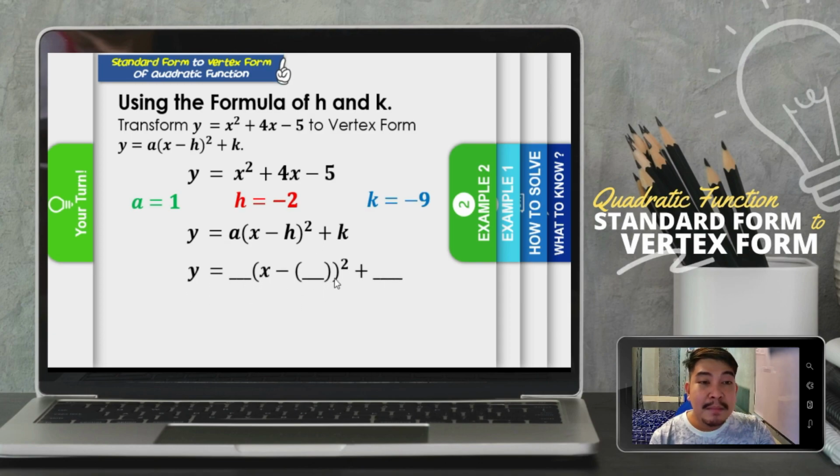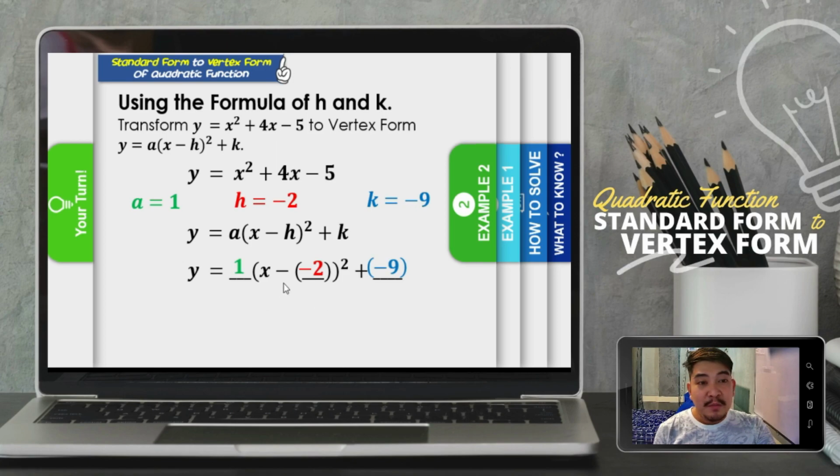So let us now supply the blanks. The first blank stands for a. In our function, the value of a is 1, so write there 1. Then the value of h that we computed a while ago is negative 2. And then the value of k is negative 9.